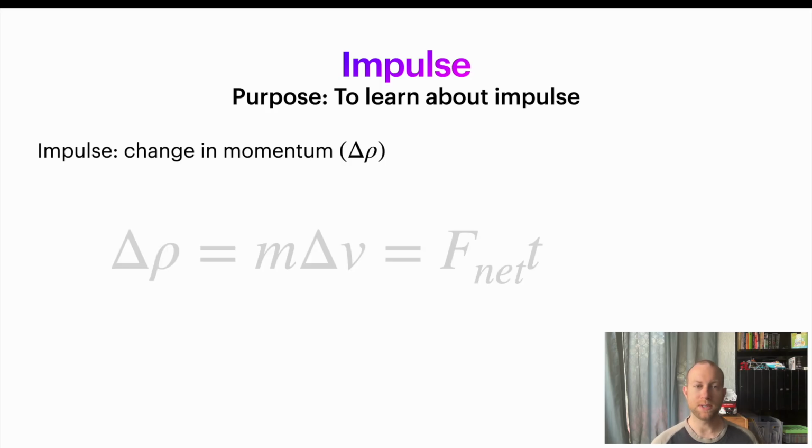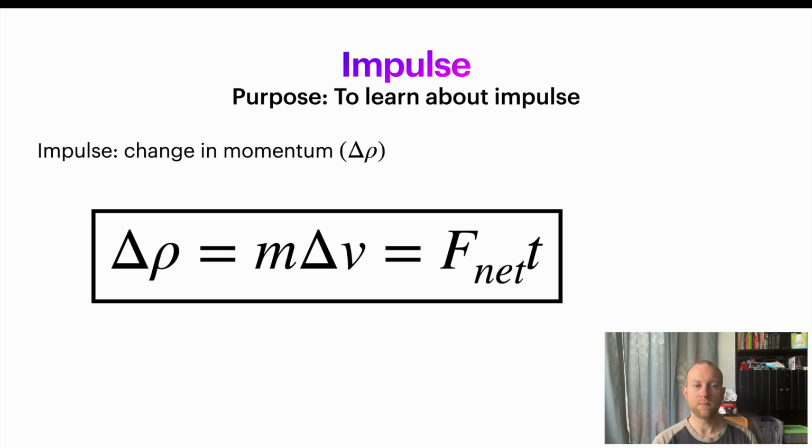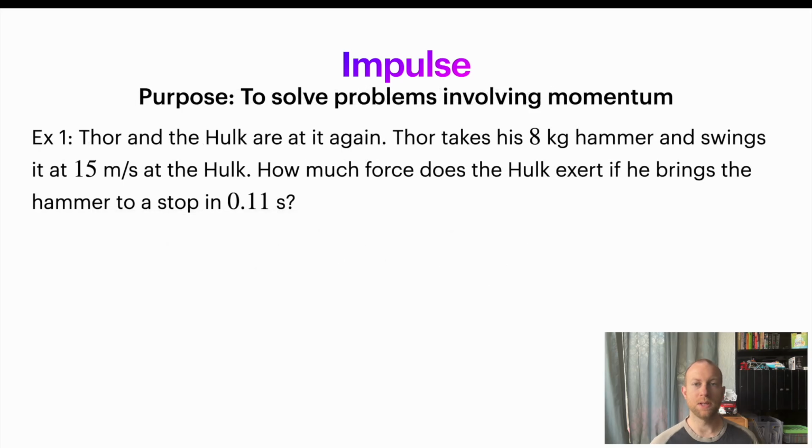So the equation for this is delta p, the change in momentum, equals mass times change in velocity. And the part that is new today is that this is also equal to F net times time. If you remember from yesterday, I told you the second unit for momentum is newtons times seconds. Here's where it comes from.